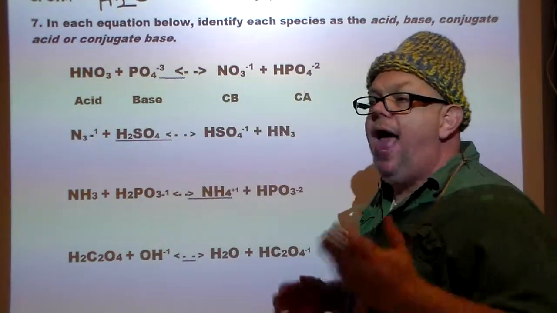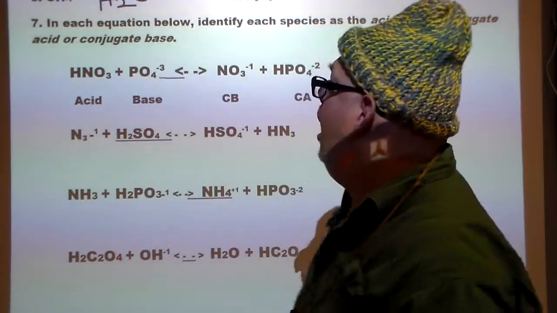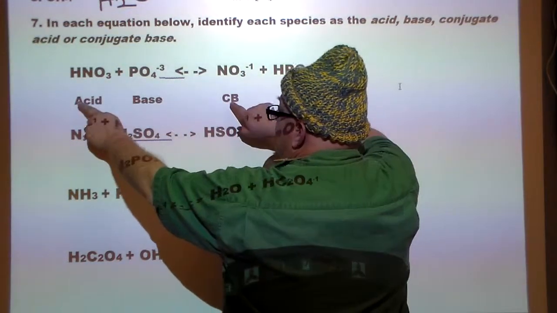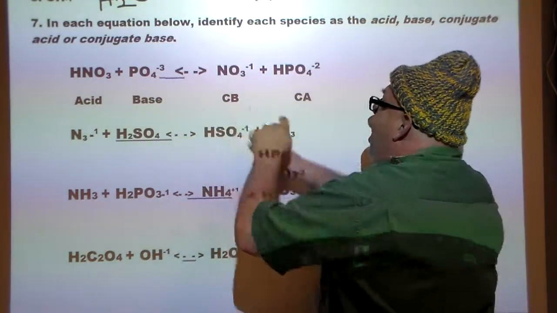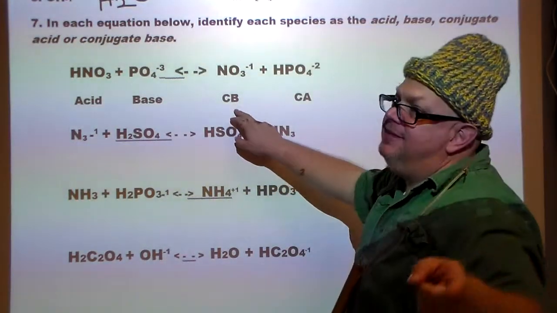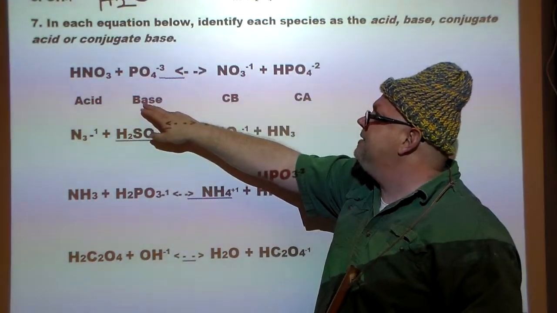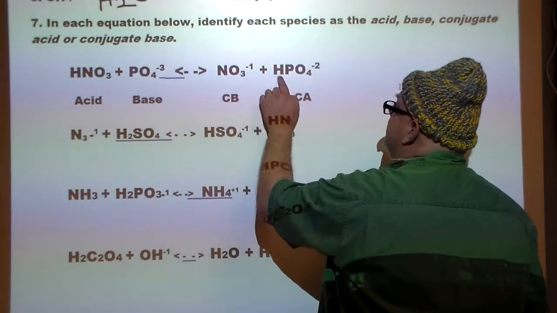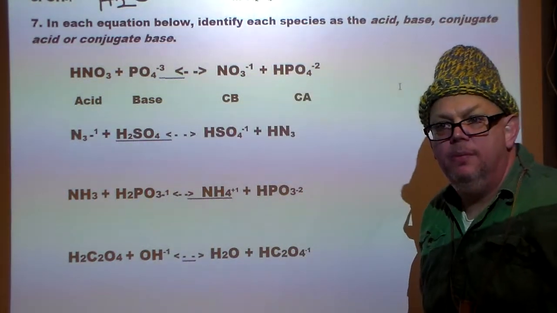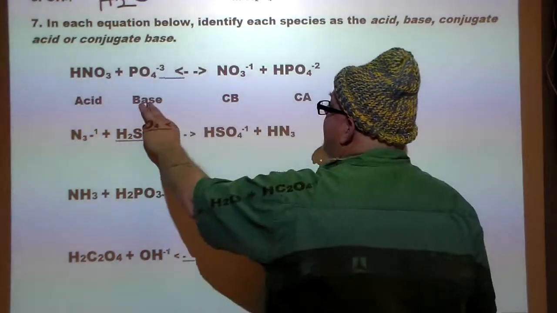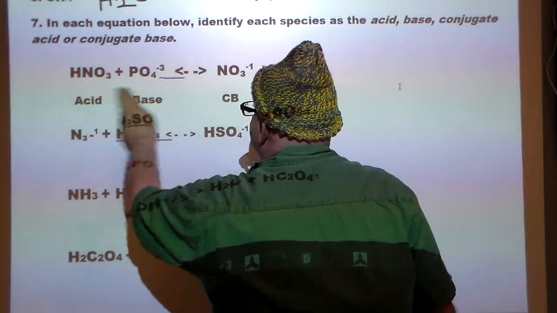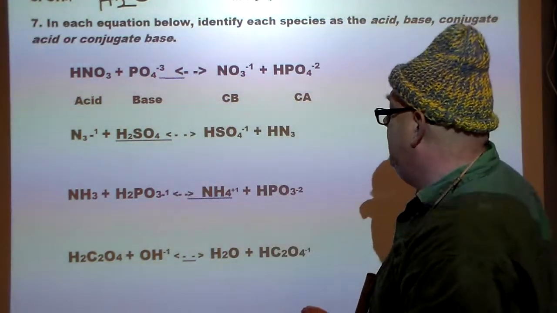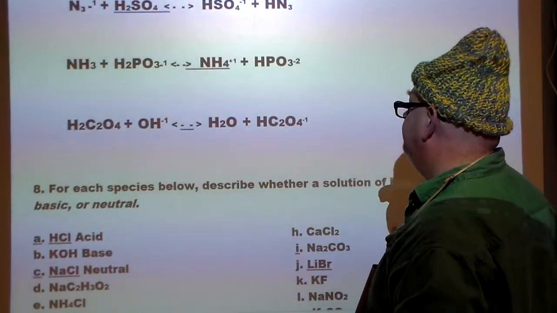Now what do acids do? Acids give the hydrogen ion. So HNO3 becomes NO3-. Notice how it started as an acid, and when it changes, it becomes a conjugate base. And here's our base. It's going to pick up the hydrogen ion, and it becomes a conjugate acid. It becomes HPO4 with a -2. See, that's the difference. A base becomes a conjugate acid. An acid becomes a conjugate base. When you have an acid-base equilibria, that's coming into play here. Okay?